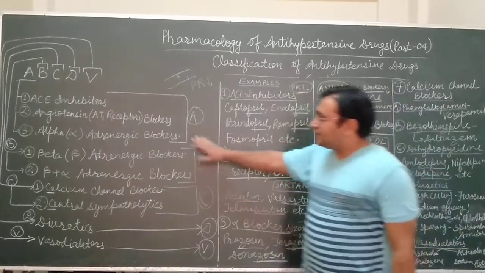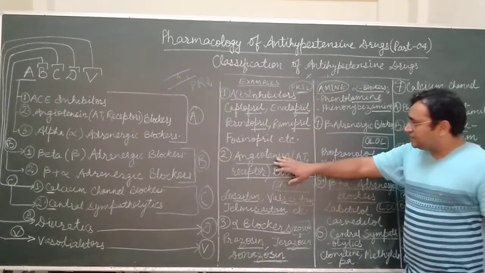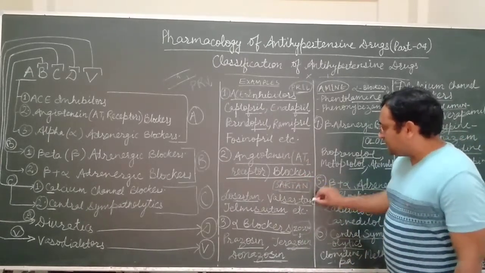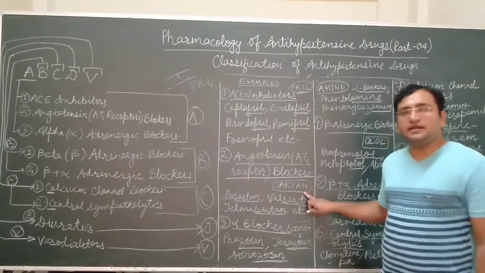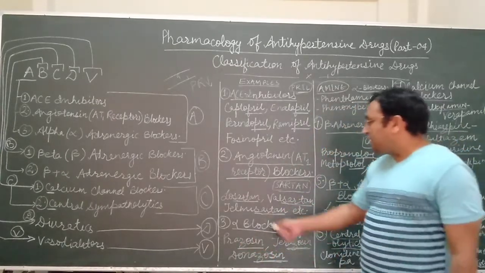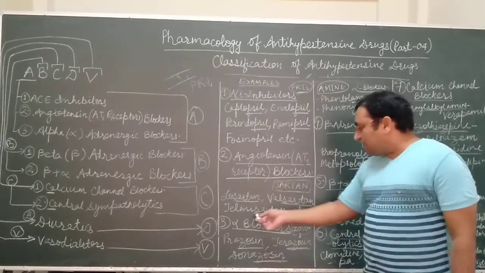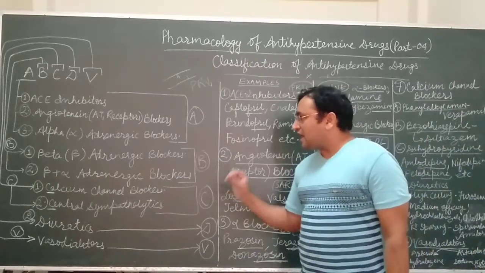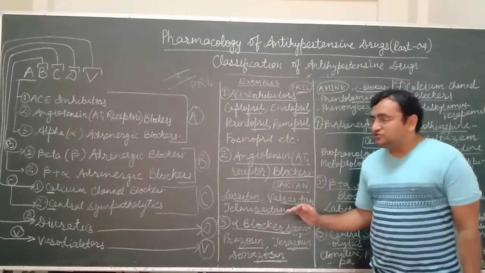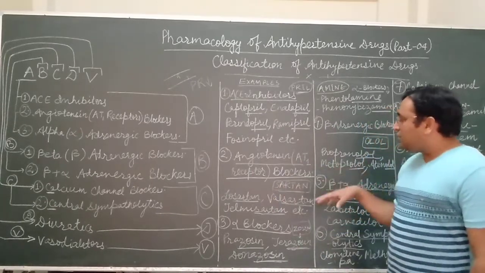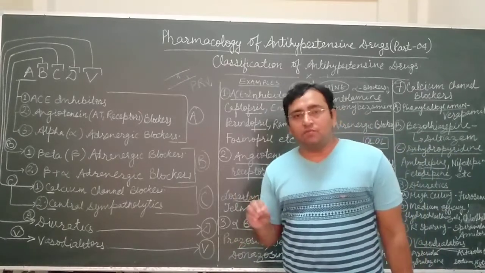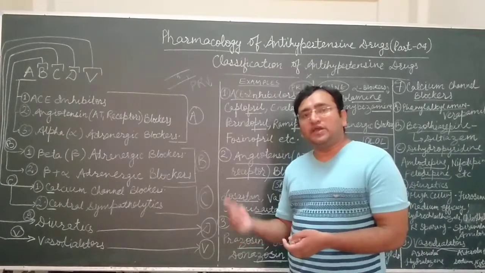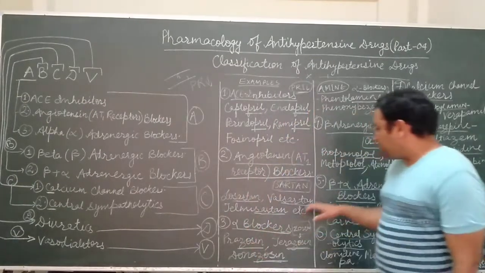Next, the second category is angiotensin II receptor blockers. These drugs end with SARTAN. For example, losartan, valsartan, telmisartan, etc. As we have already studied, angiotensin II acts on AT1 receptors. These drugs block the AT1 receptors, so that the activity of aldosterone will be reduced and the blood pressure will be reduced.